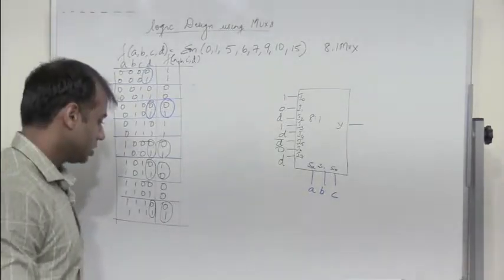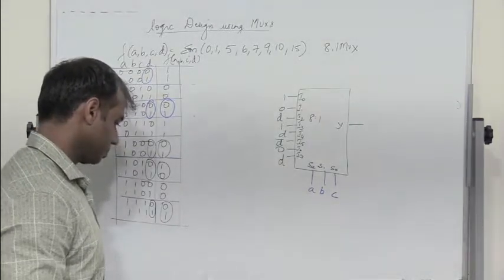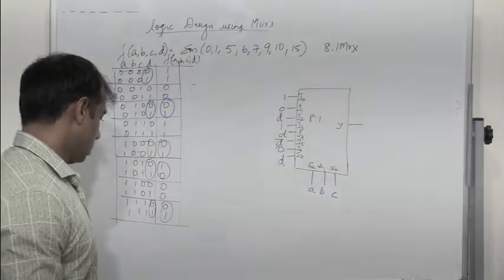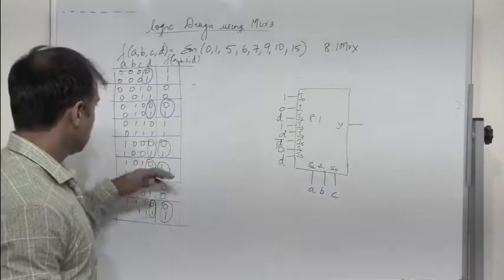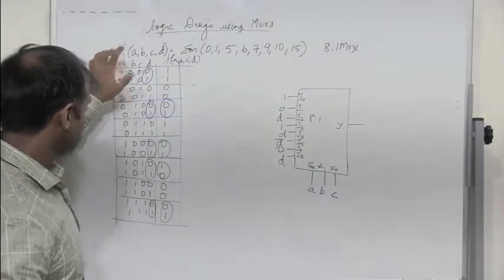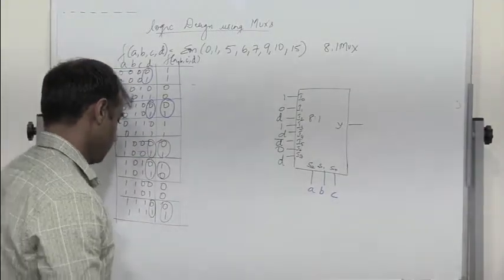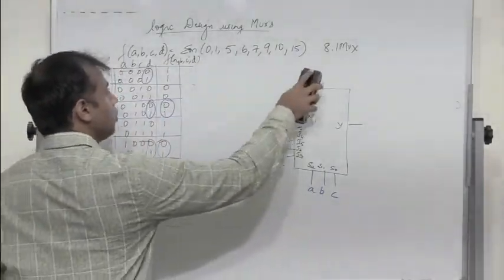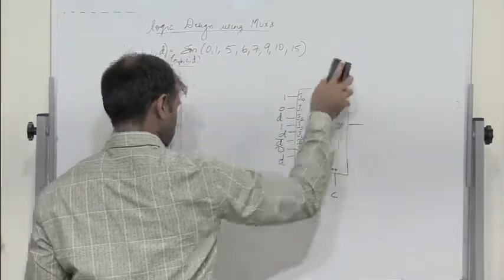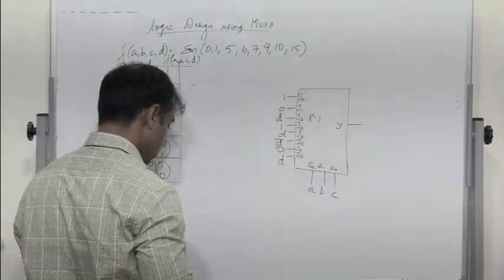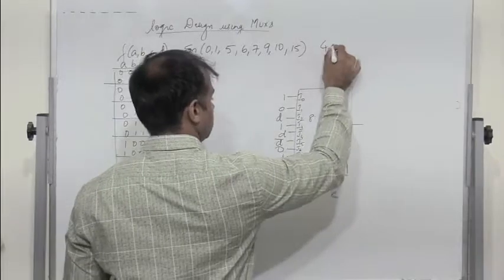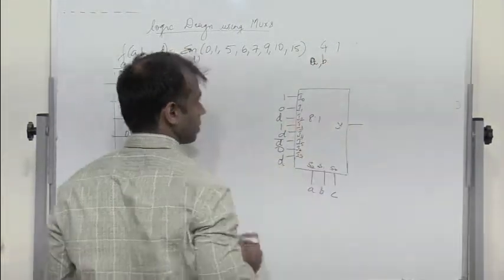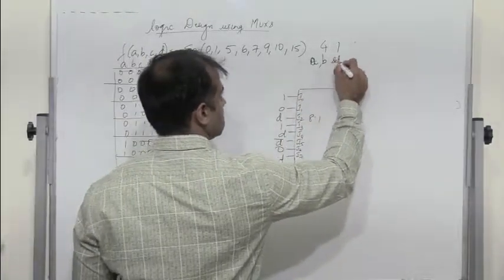So let's take another example. So now here we need to implement the same function using a 4:1 mux. So the same example using a 4:1 mux with AB as the select lines.